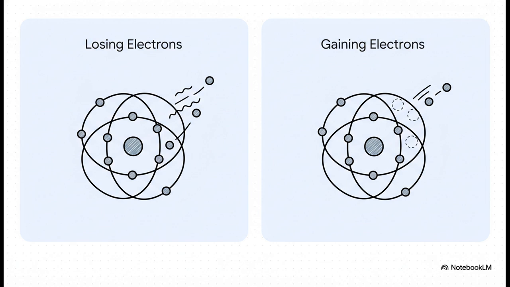But if the valence electrons are 5, 6, or 7, then the valency is 8 minus that number. For example, oxygen is 2, 6. It has 6 valence electrons, so its valency is 8 minus 6, which is also 2.